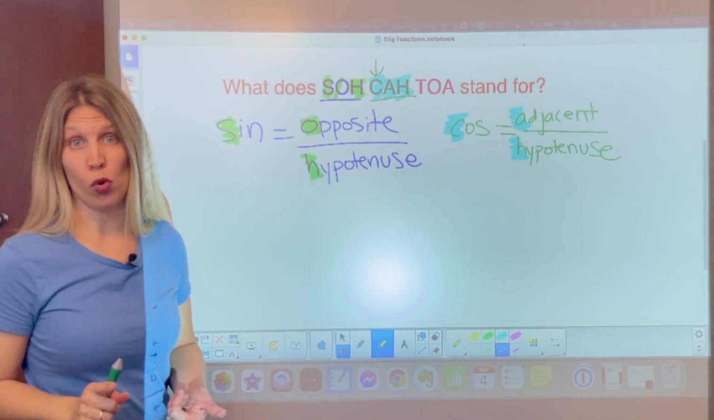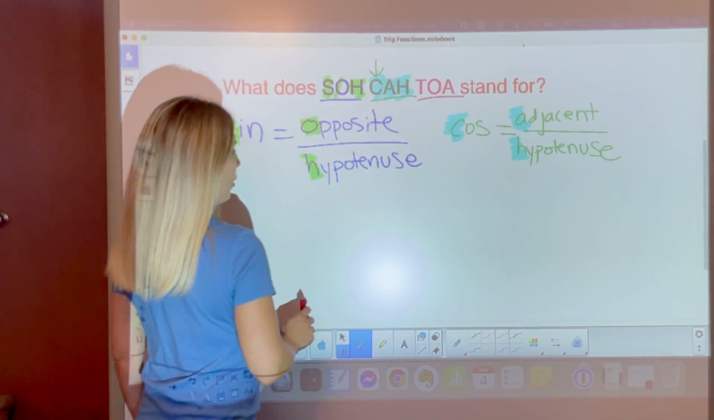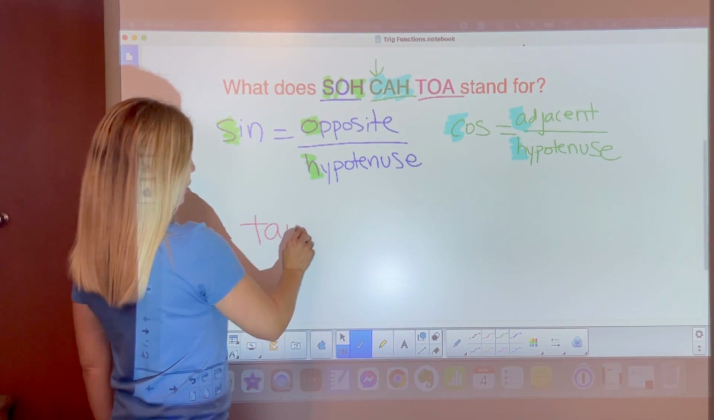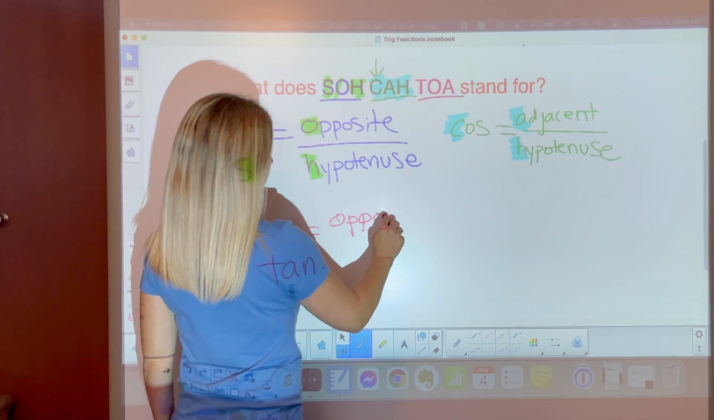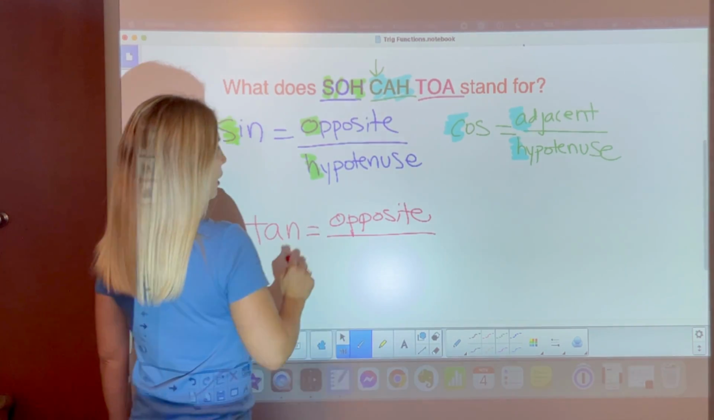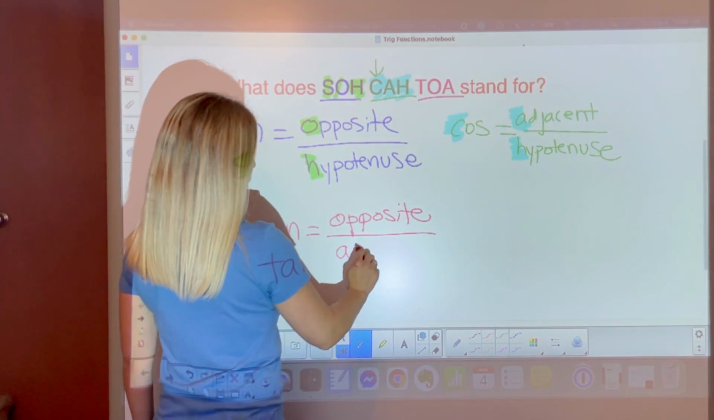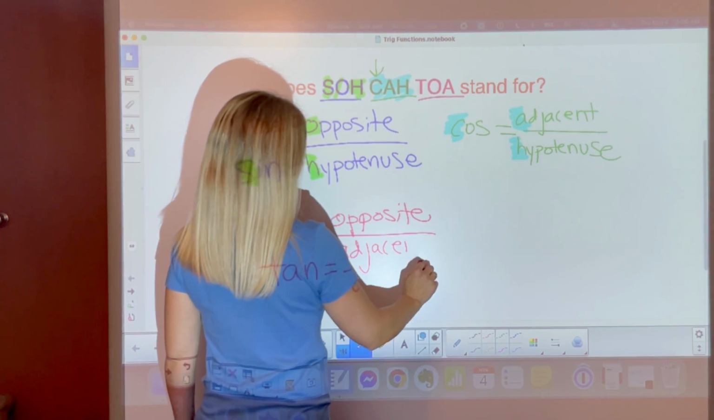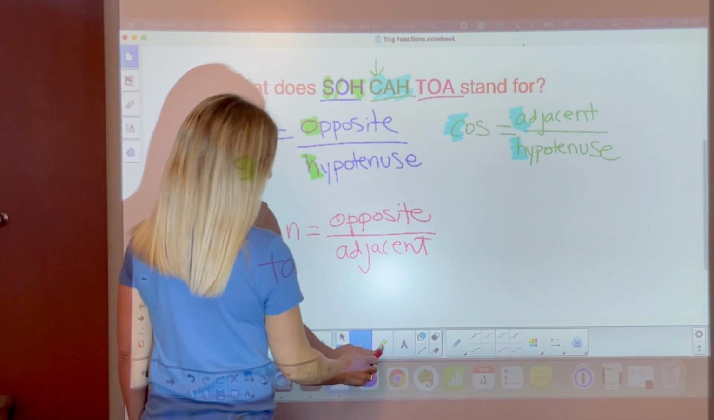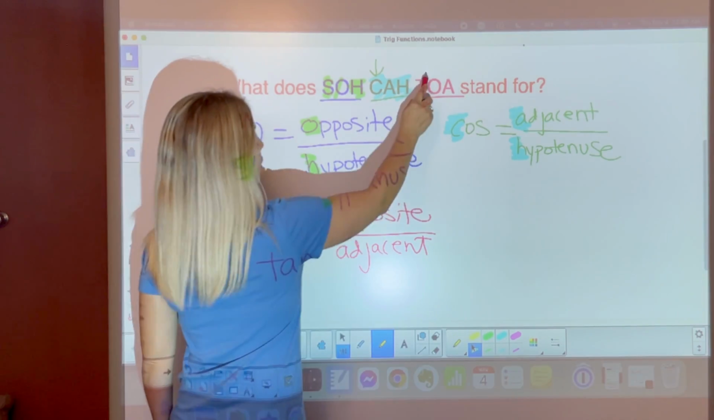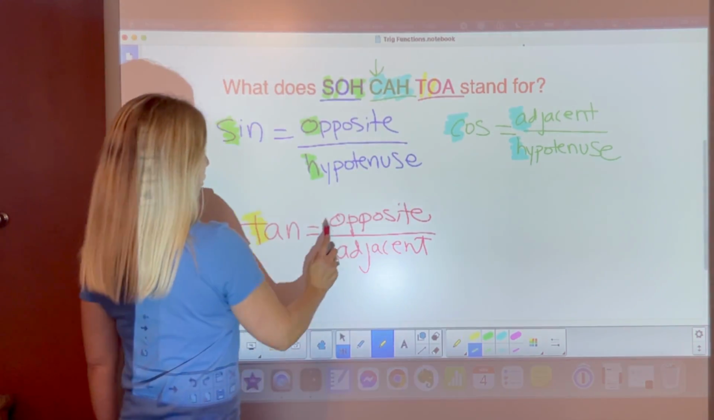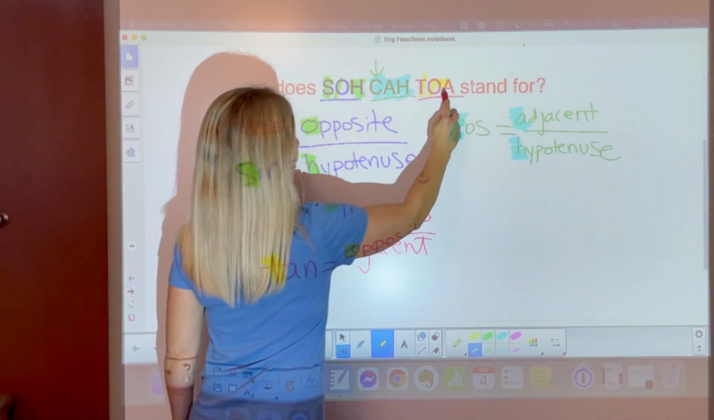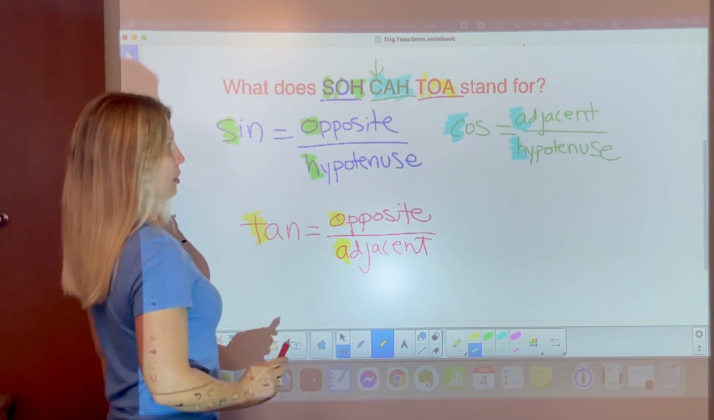Okay, now we just have one more to figure out. Now we're on to TOA. T stands for tangent. Your O is for opposite. And your A is for adjacent. So your T is for your tangent, your O is for opposite, and your A is for adjacent.